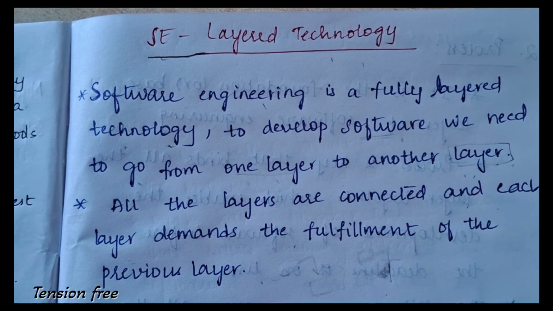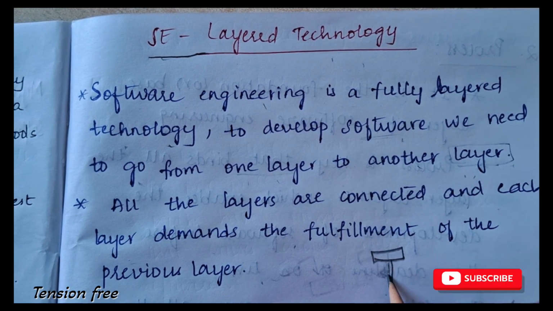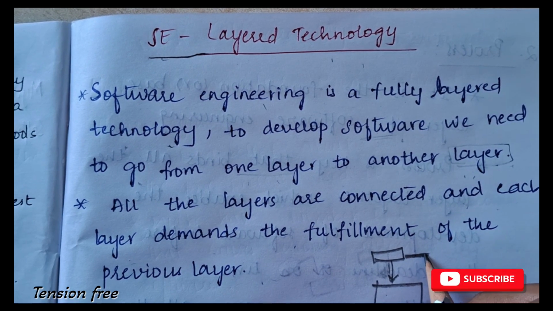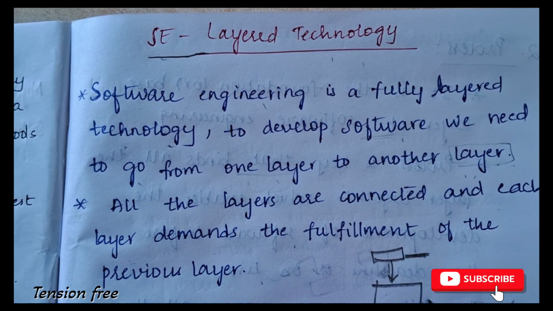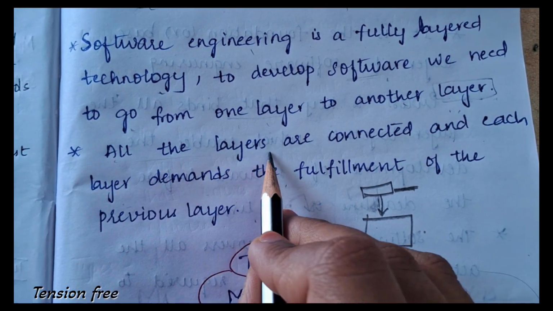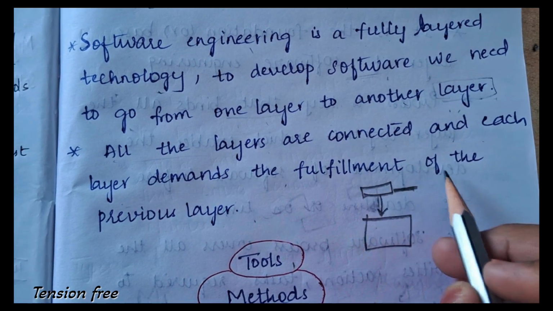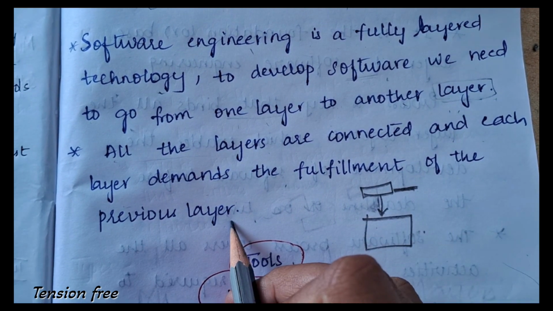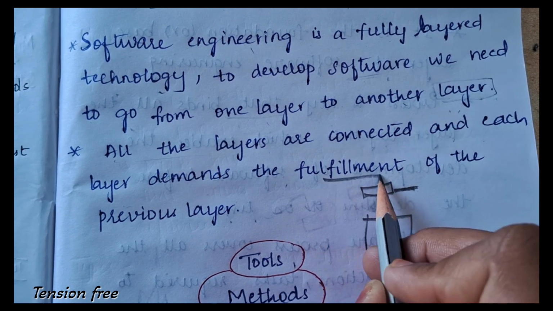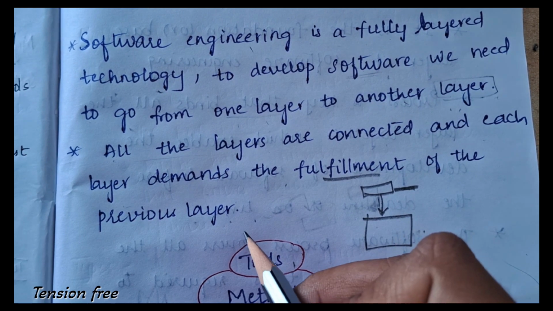That is, to develop software, we need to go from one process to another process, so that the output of the first process layer will be the input of the next process layer. So all the layers are connected and each layer demands the fulfillment of the previous layer, so that the next layer can undergo the processing.